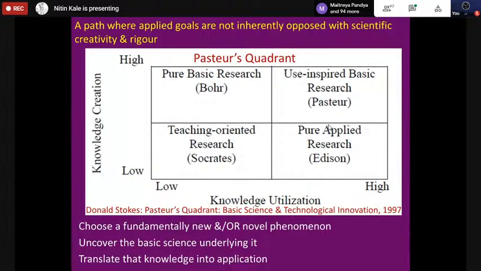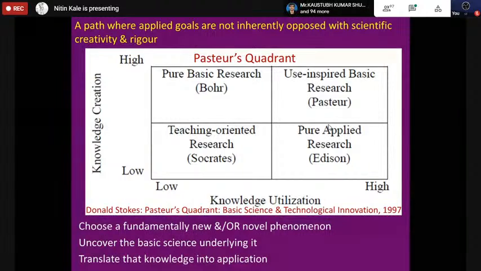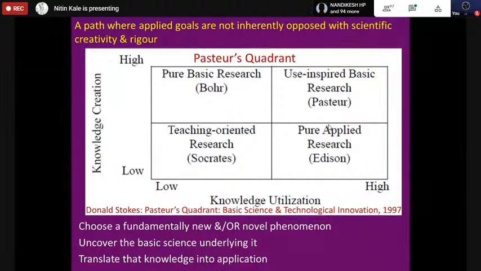The third case is pure basic research. The example is Niels Bohr, where the knowledge creation is very, very high. You know, structure of the hydrogen atom, quantum mechanics. So the knowledge creation is very high, but utilization, at least in his times, now of course there is some work, but at least in his times, there was hardly any immediate utilization of the knowledge that he had created.